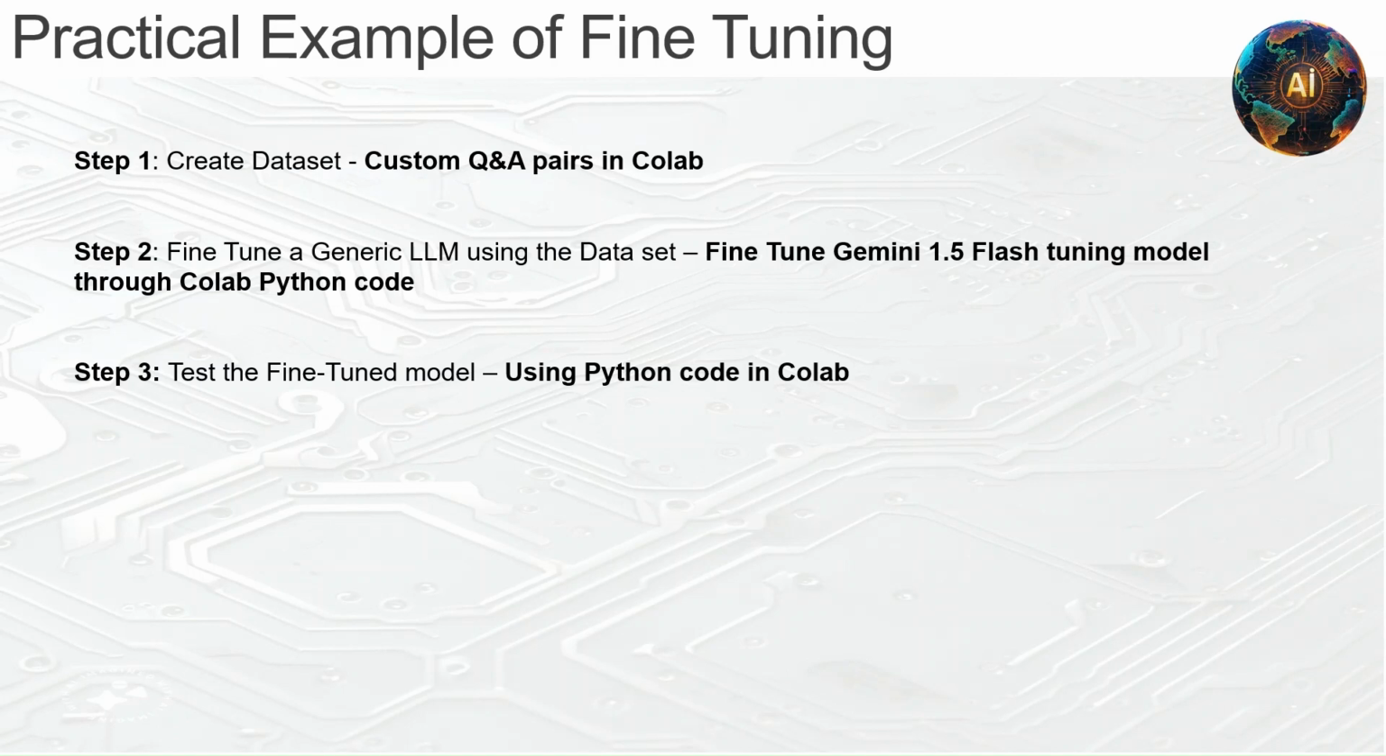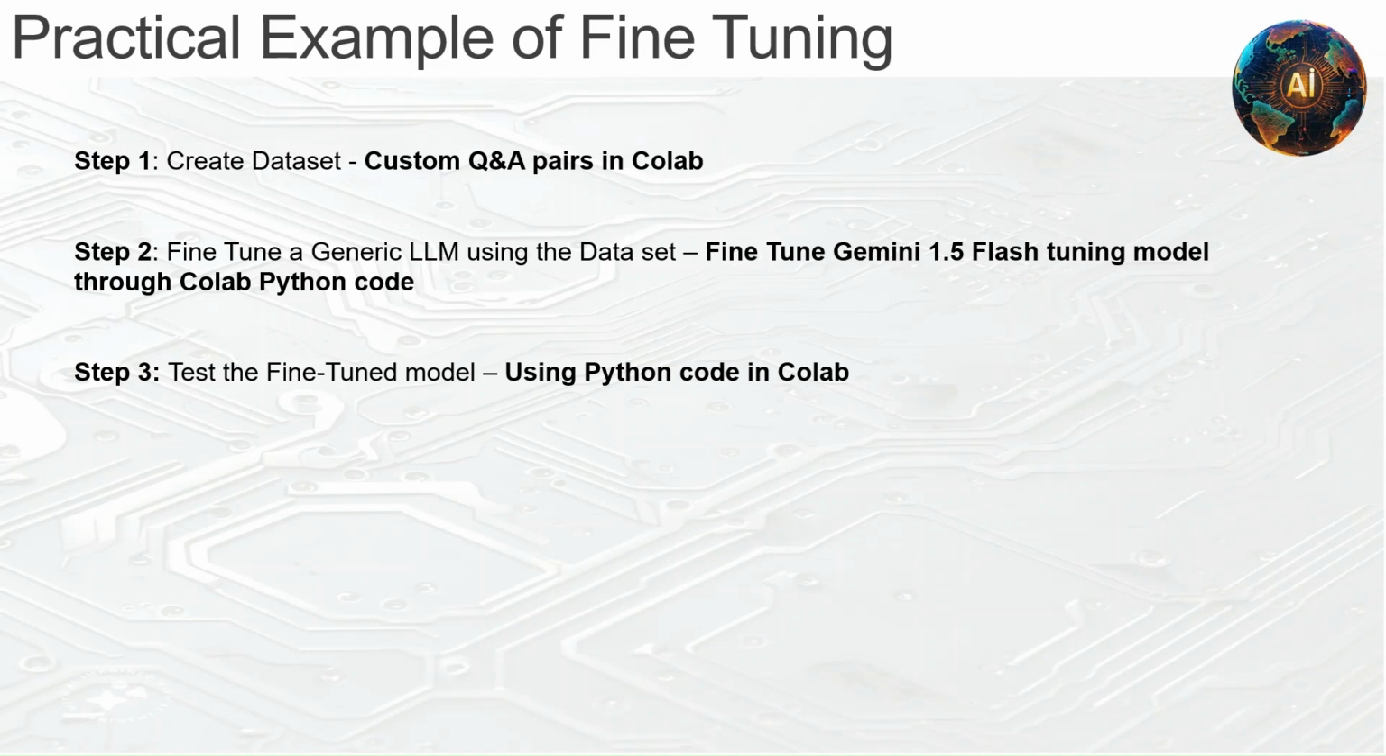Now we will use Gemini 1.5 flash tuning model from Google as a base model to fine tune. This we will do using Python code in Colab. And finally, once our fine tuned model is ready, we will test the fine tuned model. This testing will also be done using Python code in Colab.